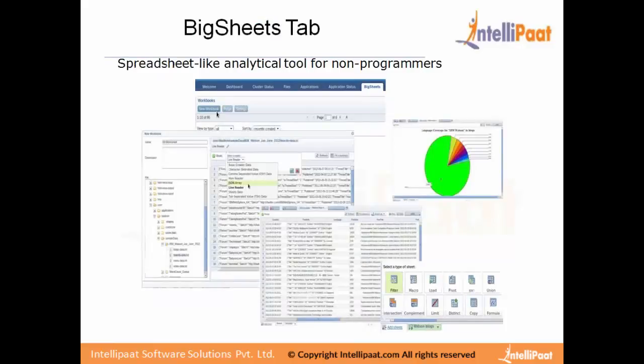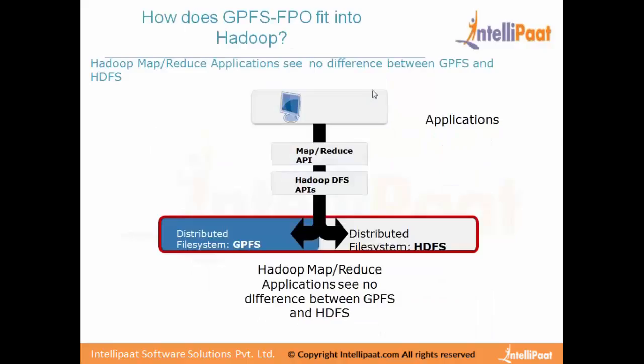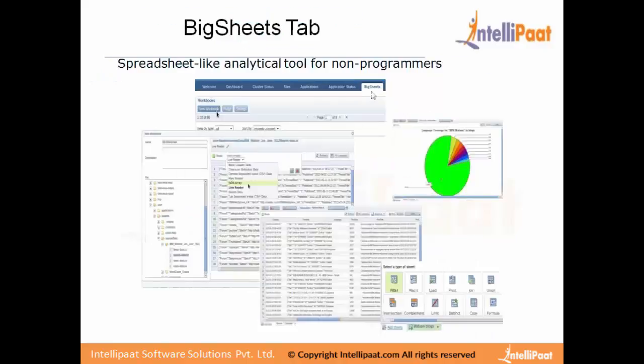The next would be BigSheets. This you can also access through the console. That's why I have given it here, but we will discuss BigSheets later. BigSheets you can also access through the UI. As you see here, there will be a tab called BigSheets. You can click BigSheets, and it will be in a kind of Excel format.